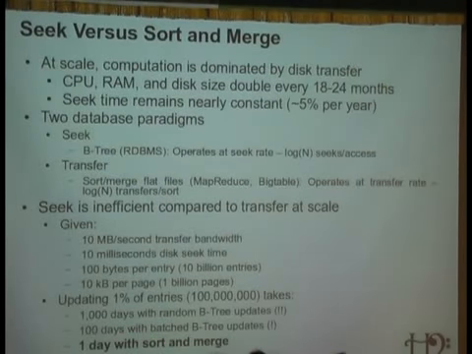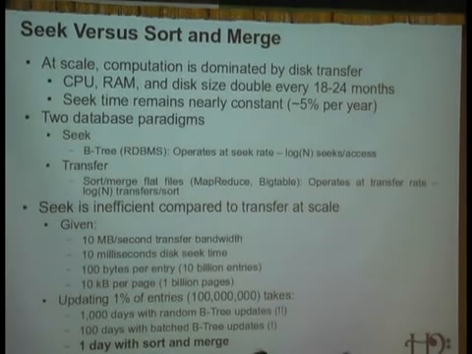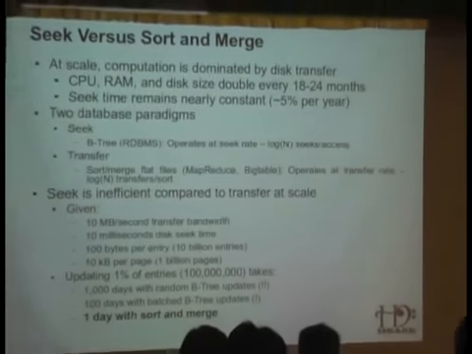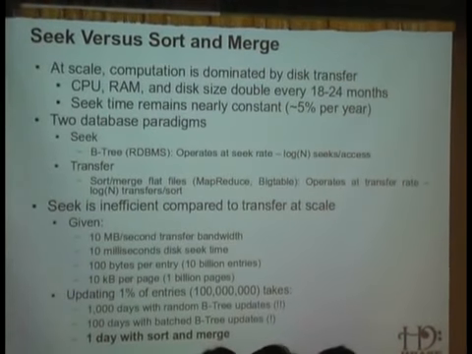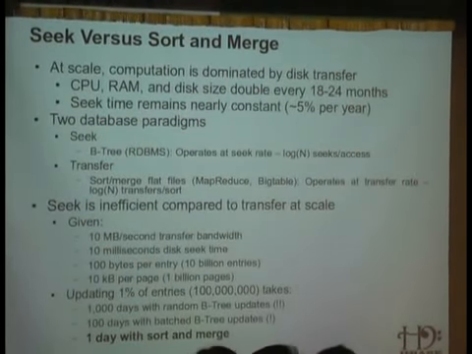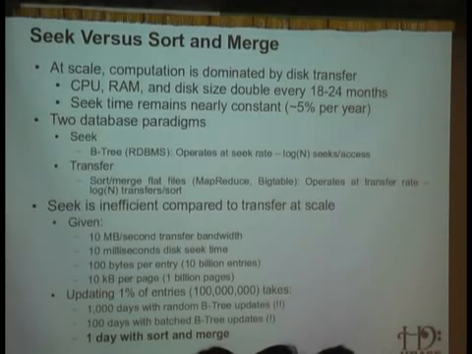So a little bit more about the fundamentals of the problem. When you think about databases at scale, the access to that data, if you're updating it, is dominated by the seek transfer rate of modern storage devices. This has come about because CPU, RAM, and disk size double about every 18 to 24 months, but the seek time has remained nearly constant, growing at about 5% over many years.